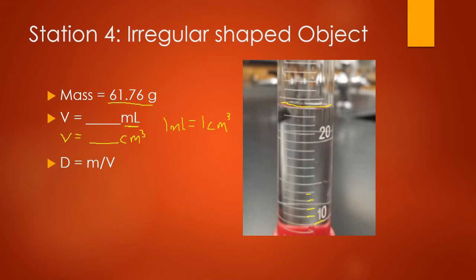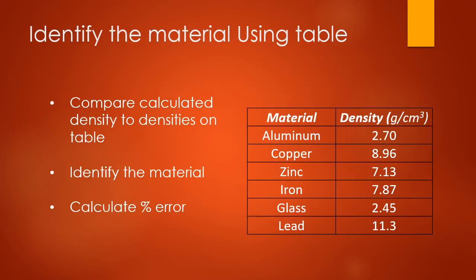Next, you can calculate the density of that object using your mass and volume. Again, it doesn't matter which volume you use because the numbers should be the same. It's only the units that are differing. Once you calculate the density, once again, compare to the table, identify the material, and calculate the percent error.